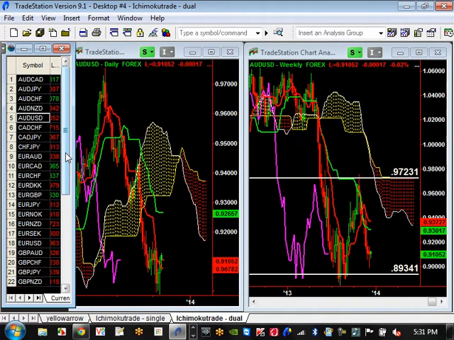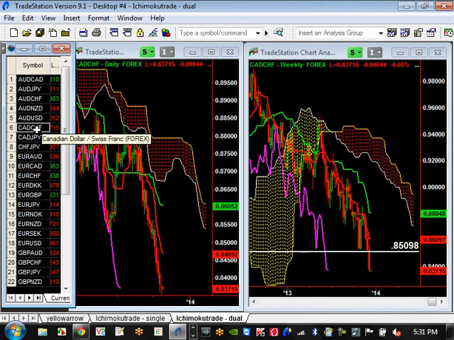Australia, New Zealand, really not doing anything. Bounced off this resistance here, 97.23, trying to get to the support at 89.34. Once it gets there, things are just consolidating right now. But that's going to be pretty much it right now. So there's nothing exciting for Australia, New Zealand.